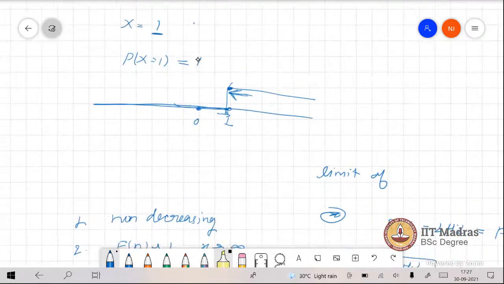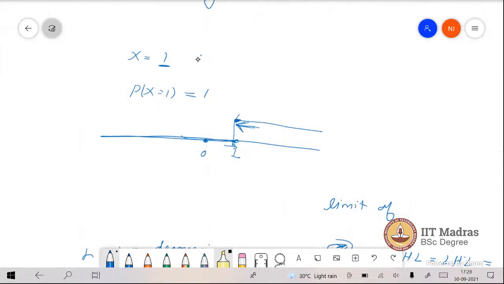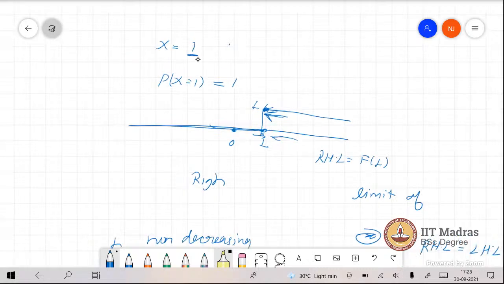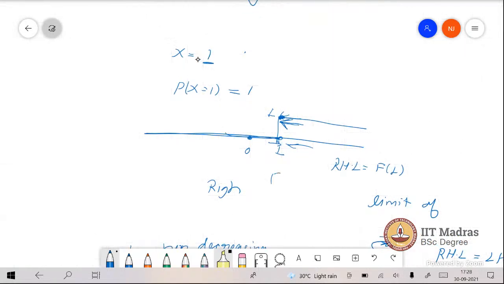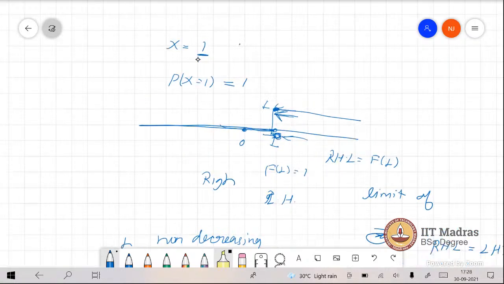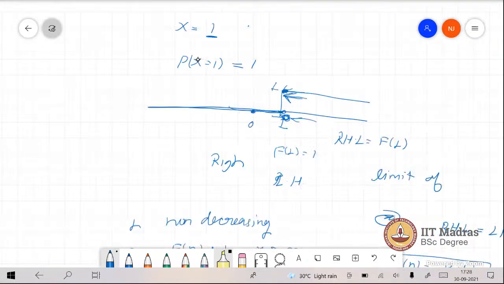In this graph, the value at 1 is 1, and it approaches 1 when we approach from the right side. So the right hand limit is equal to the function value at 1. Will the CDF always be right side continuous like this? Yes. Now look at the left side: F(1) is 1, but from the left side the function is approaching 0. So it is not left side continuous. It is right side continuous only. Okay, sir, thank you.